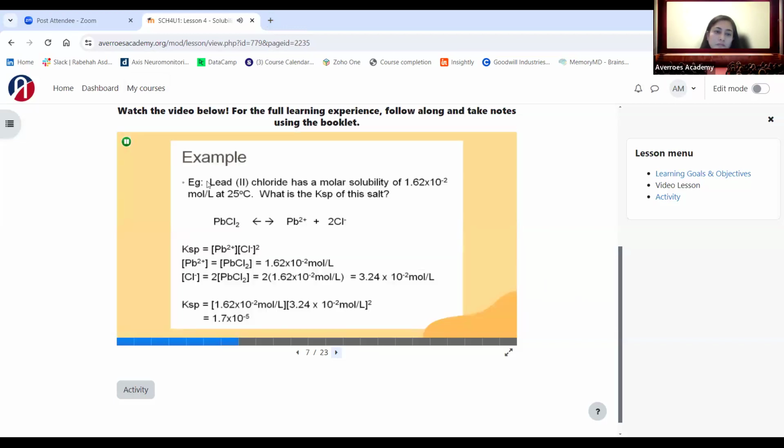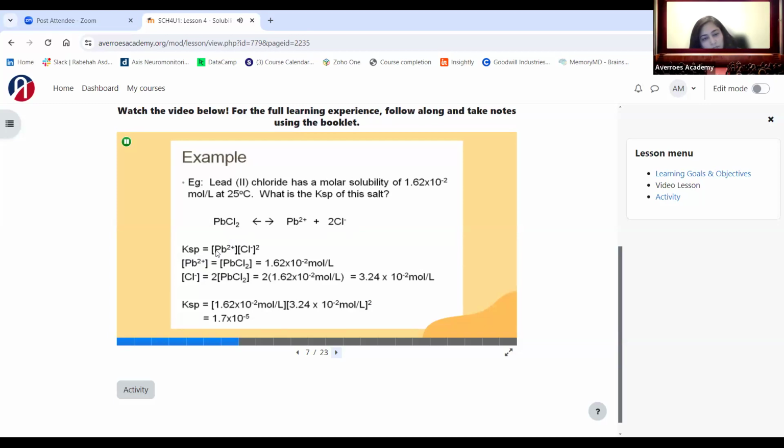So for example, lead 2 chloride has a molar solubility of 1.62 times 10 to the negative 2 moles per liter. What is the KSP, or the solubility constant, of this salt? So we write out our chemical reaction, right? Lead chloride yields our ions. We dissociate our ions, so Pb2 plus and 2 Cl minus, and we balance it. So it's a 1 to 2 molar ratio.